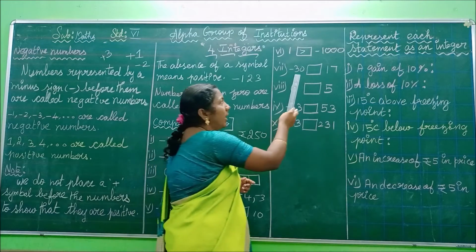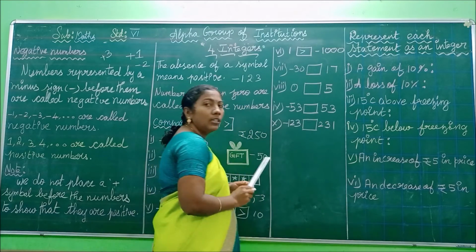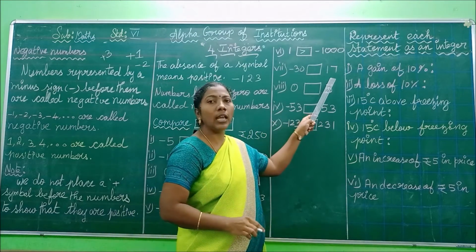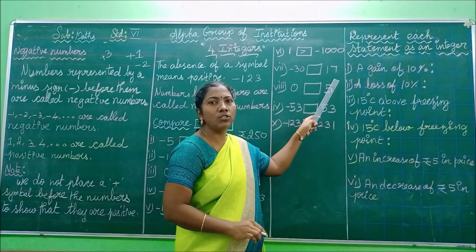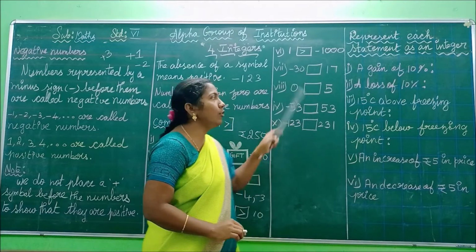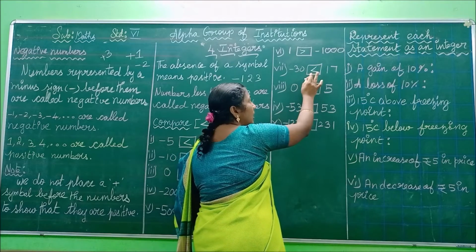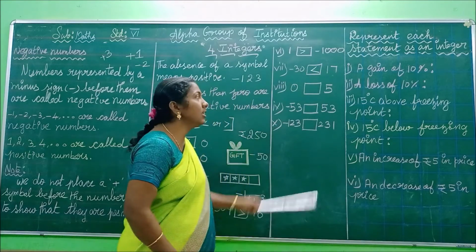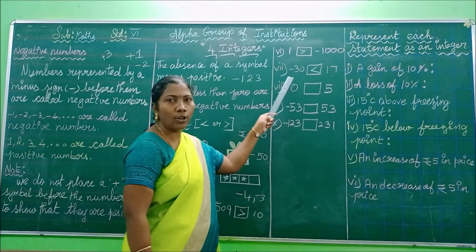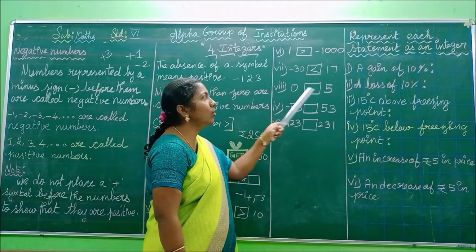Okay, see the next one, minus 30, 17. This is a negative number. This is a positive number. Always positive numbers are greater than negative numbers. So you have to use the less than symbol. So minus 30 is less than 17. 17 is greater than minus 30. Do you understand?